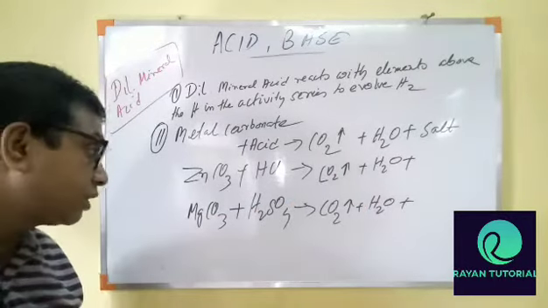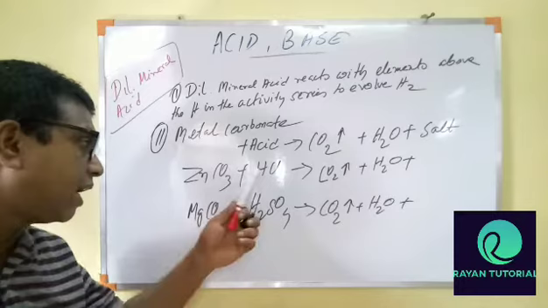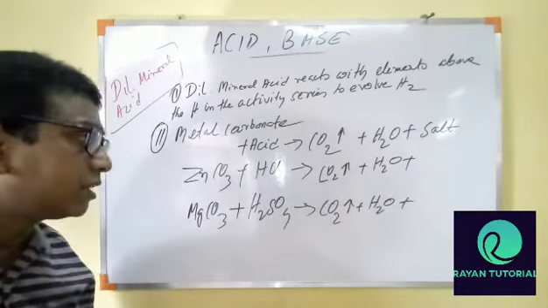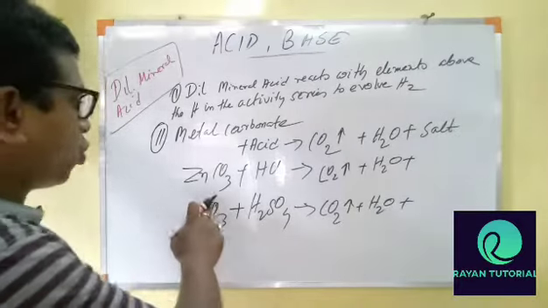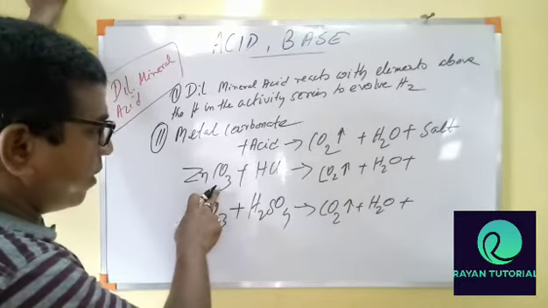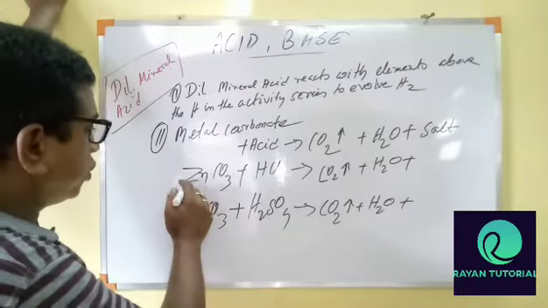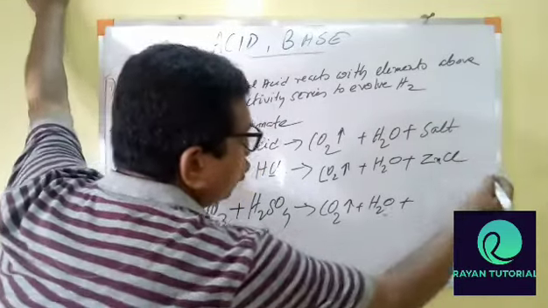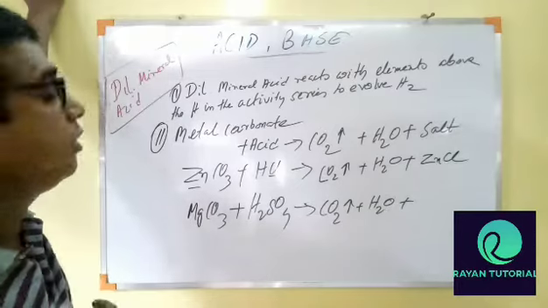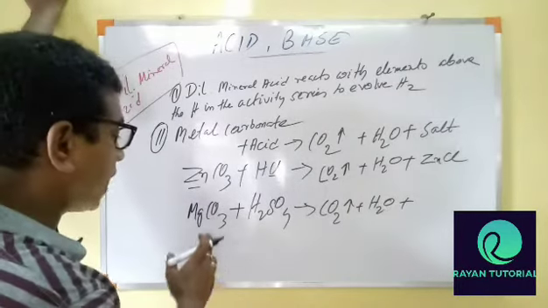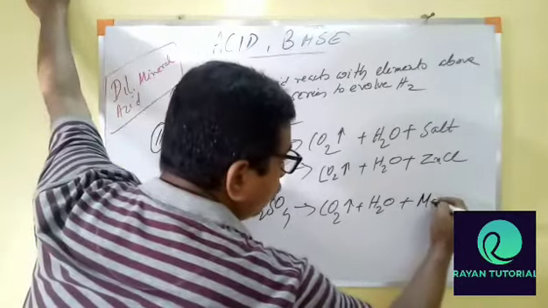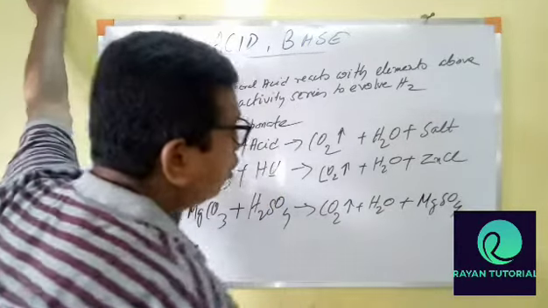Now zinc carbonate plus hydrochloric acid: carbon dioxide and water will 100% come out. Carbon dioxide came out, water came out, the remaining is ZnCl. So zinc chloride is the salt it will form. Here, carbon dioxide came out, water came out, so MgSO4 is the salt.